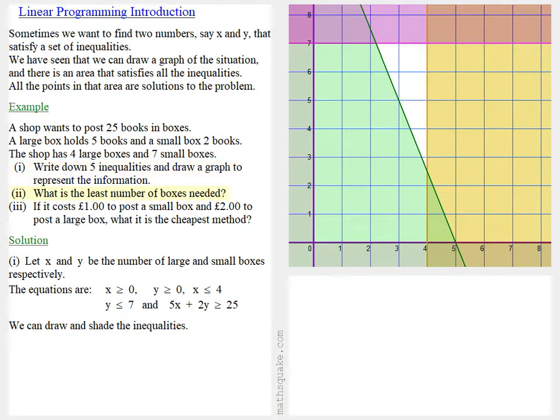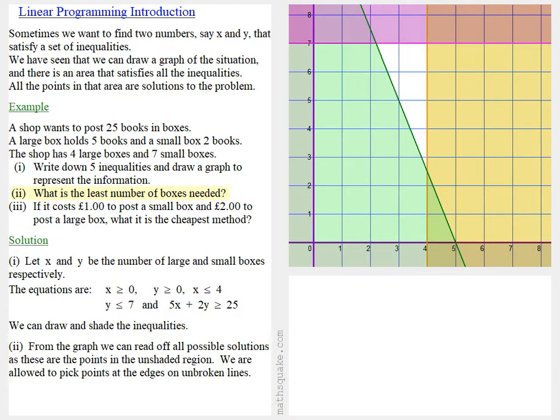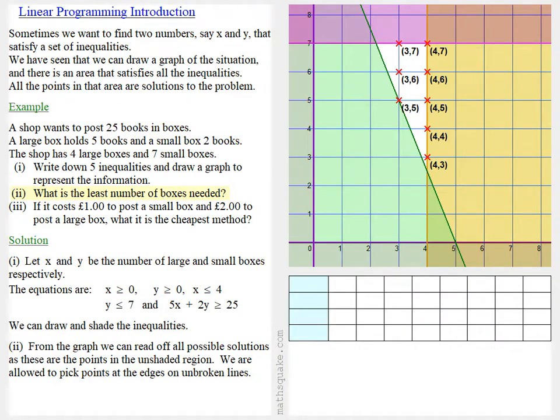Now in part 2 we're asked, what is the least number of boxes needed? Well, if we look at the graph we've drawn, all the points that are in the unshaded region or on solid lines are possible solutions. So they are (4, 3), (4, 4), (3, 5), (4, 5), (3, 6), (4, 6), (3, 7) and (4, 7). And we can put these in a table.